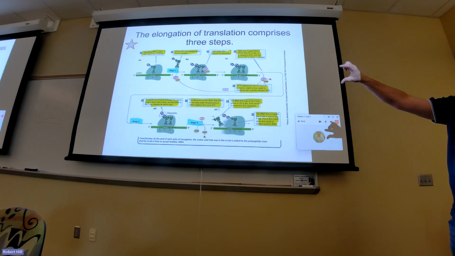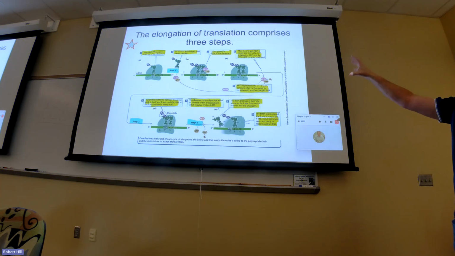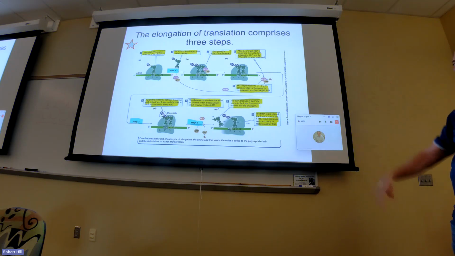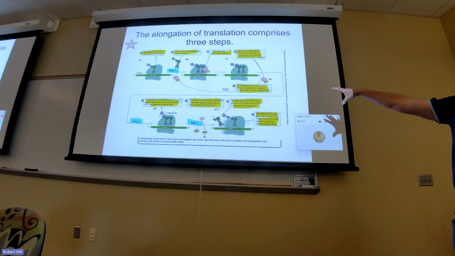You get the formation of a peptide bond between the two amino acids. And now we have to do the translocation part. We have to shift everything. So to do that, the ribosome moves down the mRNA to the next codon.